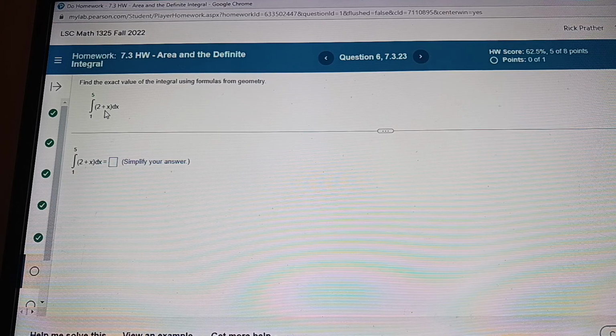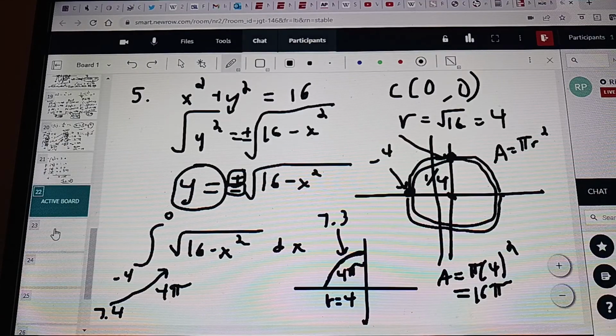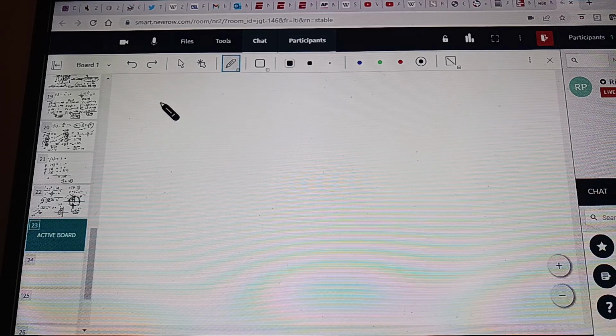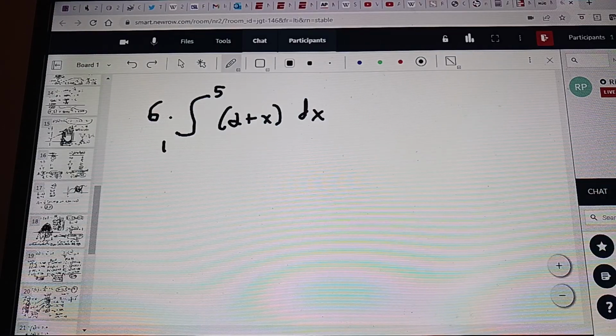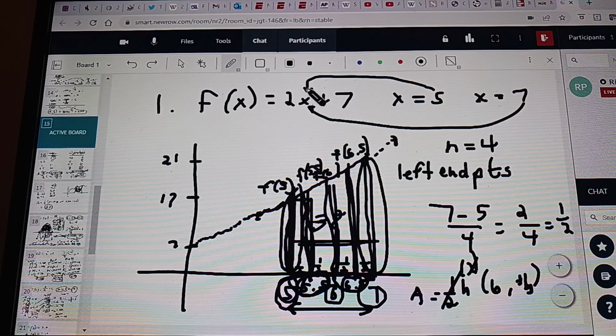And 2 plus x, this is similar to problem number 1. We're going from 1 to 5, 2 plus x dx. We're going to actually do this. In fact, I can show it to you now, since that's an easy one, but let me do the geometrical way first. So they want me to go from 1 to 5 for the linear equation 2 plus x dx. 1 to 5, yes. So remember problem number 1? It was a trapezoid. We had 2x plus 7, and we just happened to go from 5 to 7. That created a trapezoid.